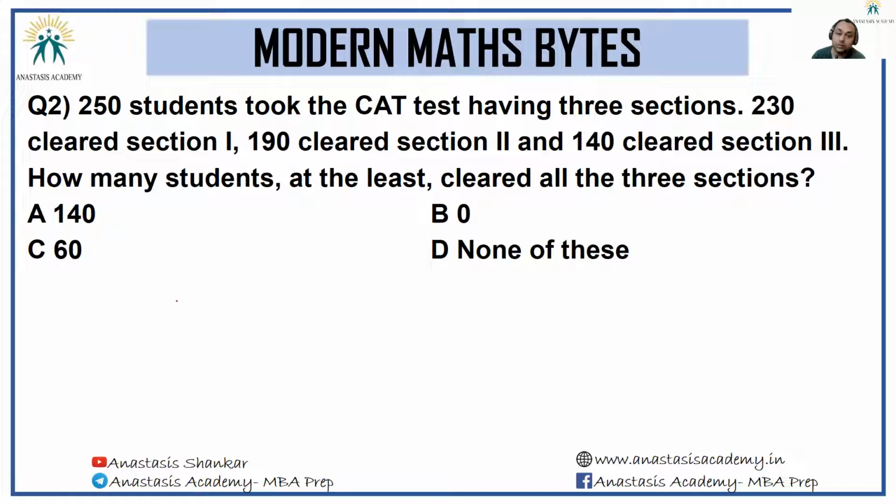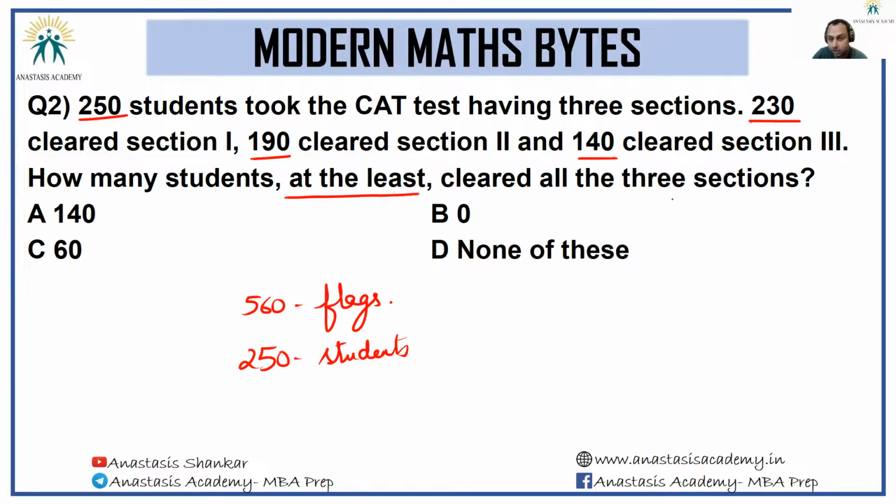So let's see, I have how many flags or chocolates or whatever is popular these days. 230 plus 190 gives me 420. 420 plus 140 gives me, I have 560 flags. And I have 250 students. I want minimum number of students to clear all 3 sections.